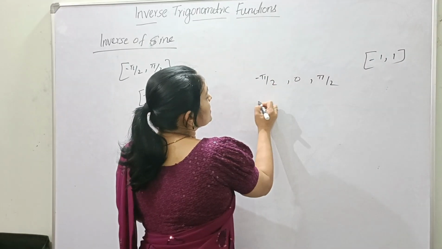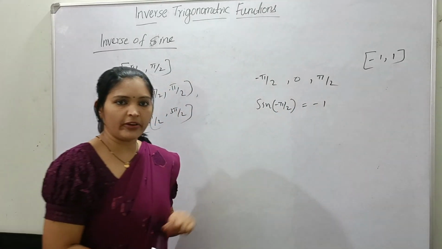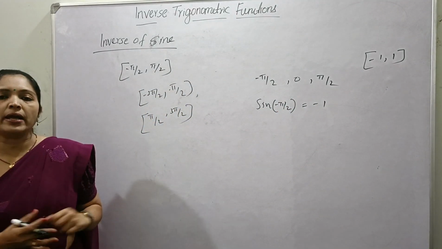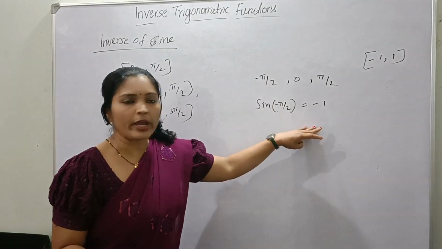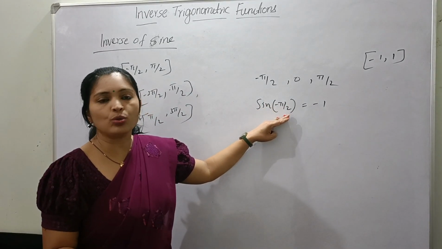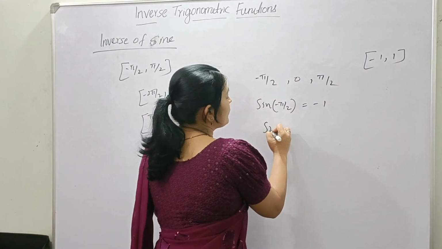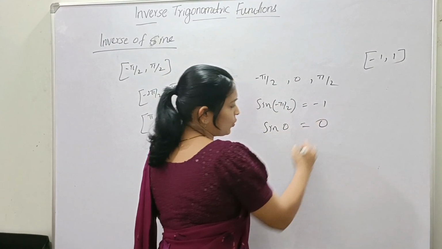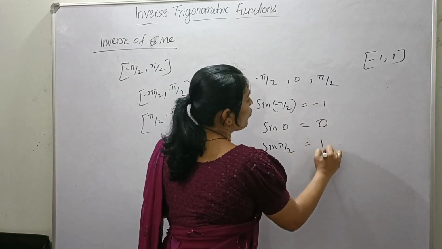So here sine of minus pi by 2 is nothing but minus 1, right? Because sine of minus theta is minus sine theta, and sine pi by 2 is 1, so that is minus 1, okay? Sine of minus pi by 2 is minus sine pi by 2, that is minus 1. So sine 0 is 0. Sine pi by 2 is 1.